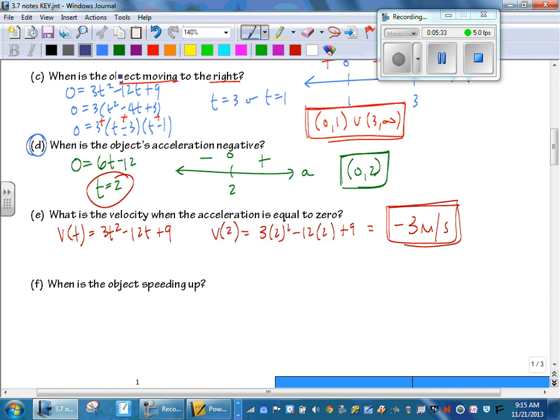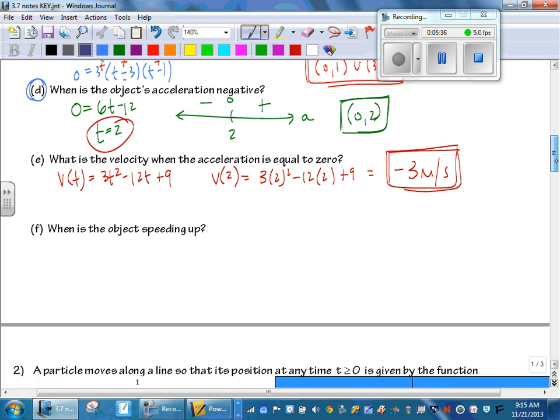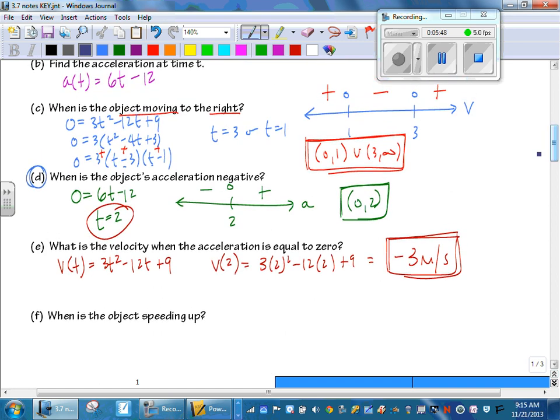All right, let's take a look at the last part for this one, part F. When is the object speeding up? Remember, that has to happen when velocity and acceleration are both positive or both negative. Well, we've already done most of the work for this. We have an acceleration and a velocity number line. What I'm going to do for the speeding up is combine those into one number line. I'm going to change the colors here. I'm going to put the velocity on top, and I'm going to put the acceleration on the bottom.